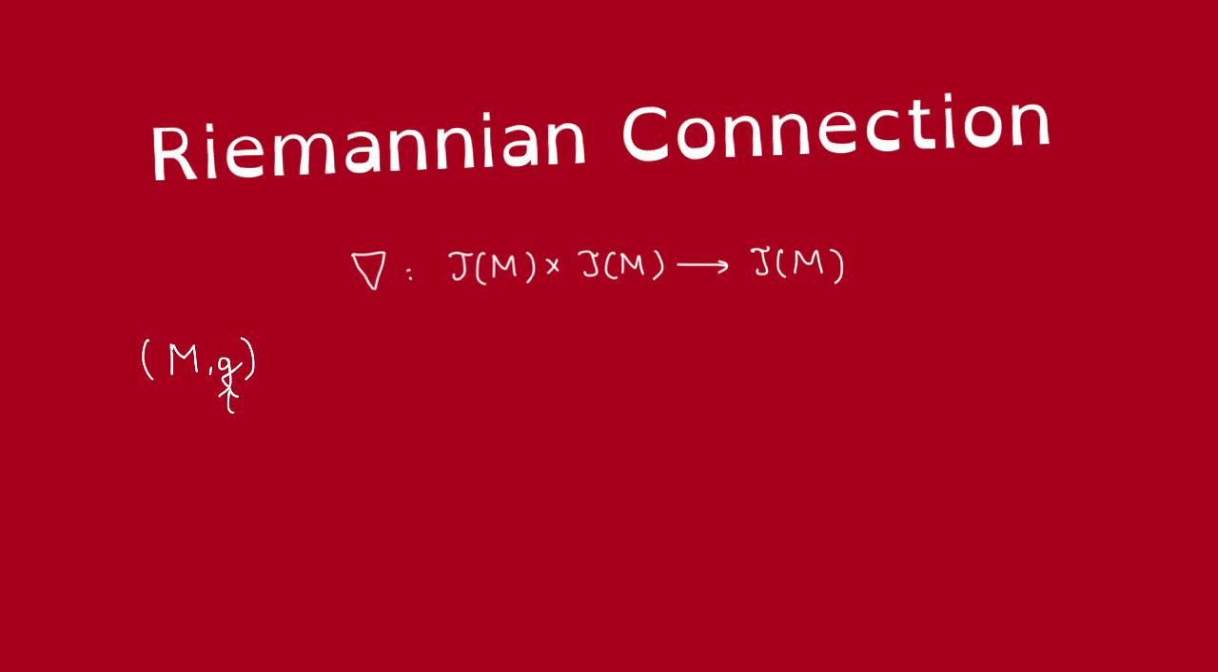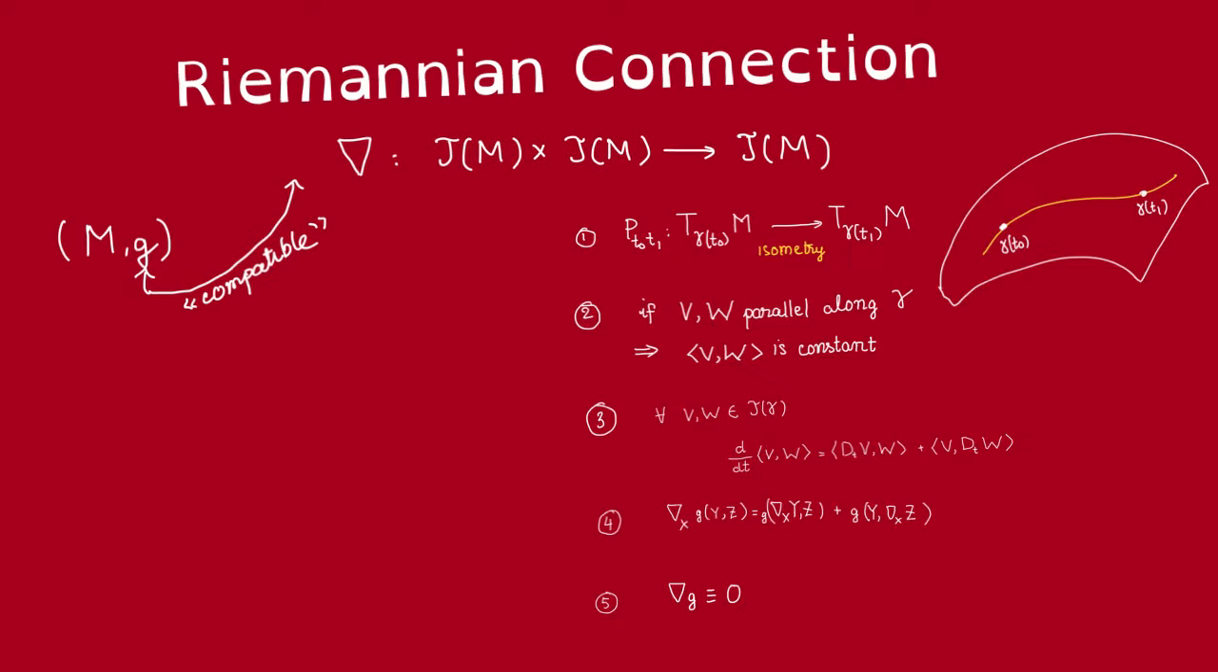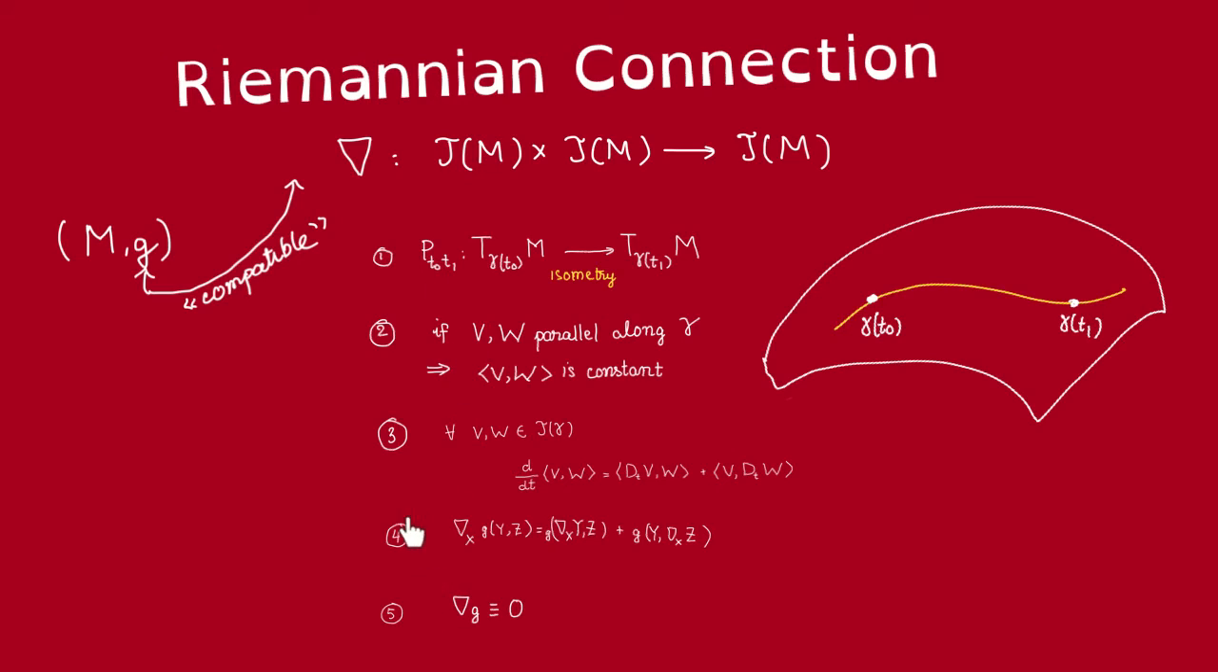So we don't want to just look at any connection, we want to look at the connections that are actually compatible with this Riemannian metric. Well, what does it mean for the connection to be compatible with the metric? We'll give 5 different ways to express this compatibility. These are 5 equivalent conditions. But first, let us explain the intuition.